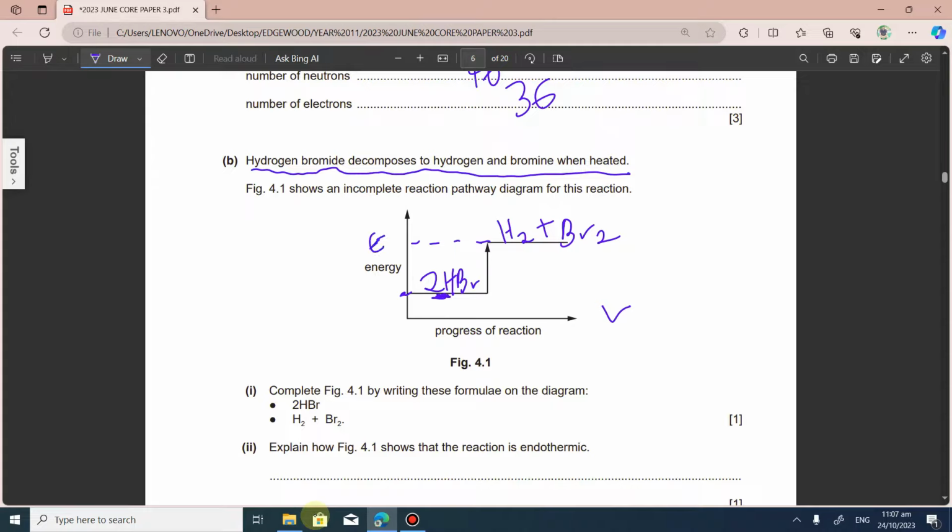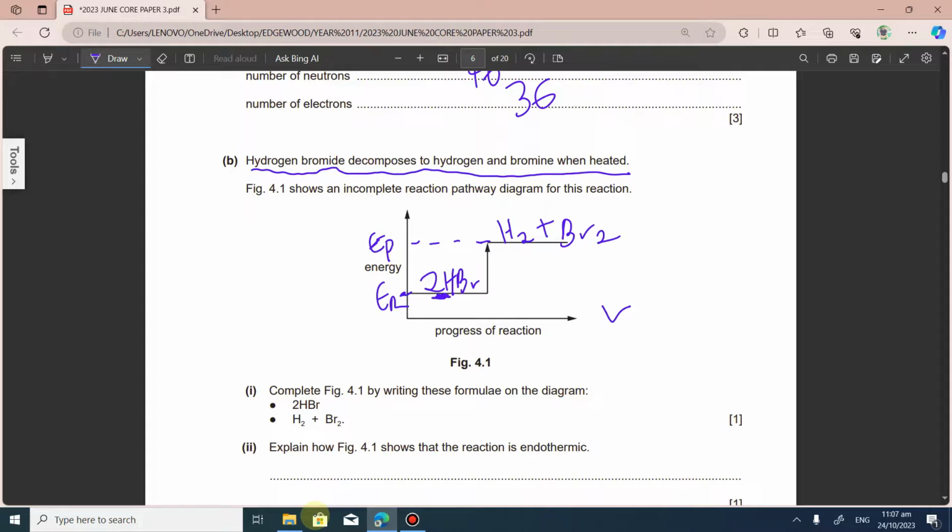So this is the energy of the reactant down here, and this is the energy of the product. Now remember that this graph is projecting upwards. So the energy of the product is more than the energy of the reactant, as we can see. So how do we know the change in energy? How do we know it is endothermic or not?